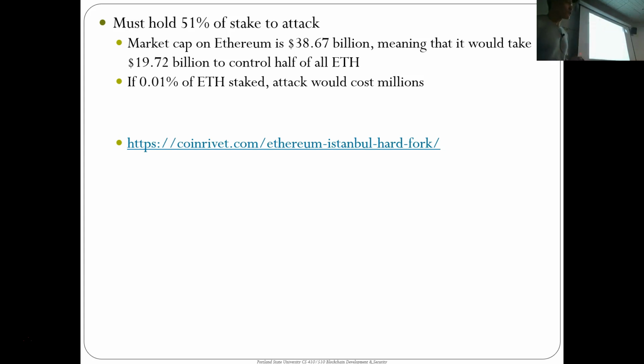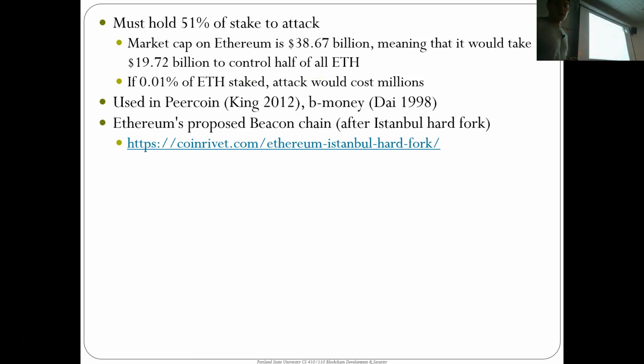And so in order for you to attack a proof of stake system, you have to hold 51% of the stake to actually shift the state reasonably. And if the market cap, this is old, this is from last year, if the market cap of Ethereum is 38 billion, then the notion is to do a 51% attack, you would have to have half of that. And so nobody has half of the Ethereum on the Ethereum network. So even if you had 0.01% of the Ether, this attack would cost millions.